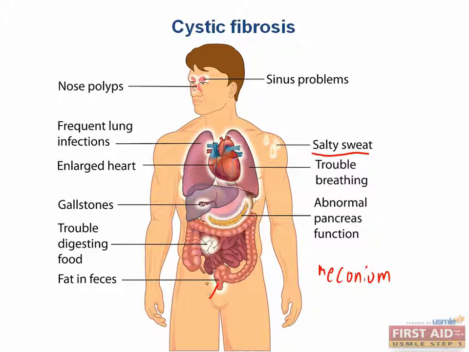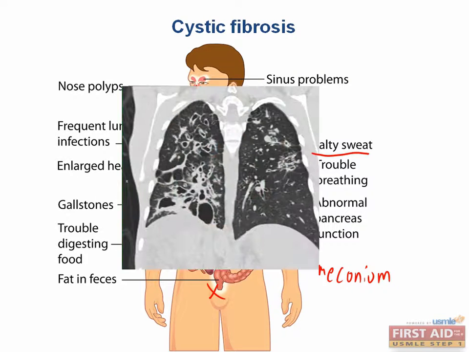Some other symptoms include infertility in males, since the vas deferens are absent, and fat-soluble vitamin deficiencies, since they can't absorb them due to the steatorrhea caused by pancreatic insufficiency. On a chest x-ray, you will often see enlarged bronchi like the ones in this image. You should also know that cystic fibrosis is the most lethal genetic disease in Caucasians, and patients have an average life expectancy of 36 years.